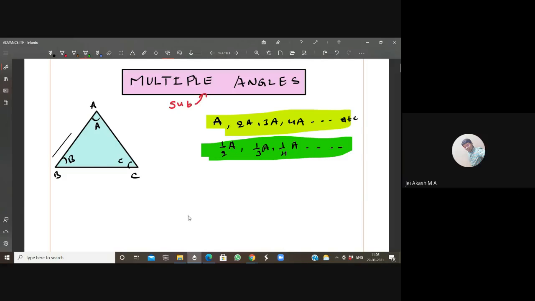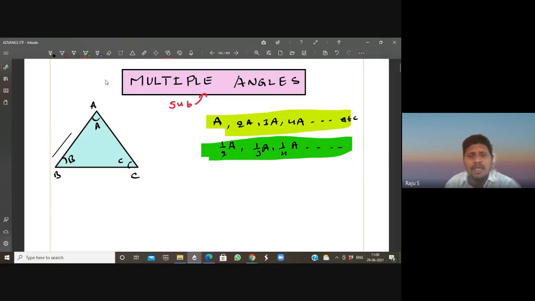Have you got an idea? Why are we multiplying, sir? What is meant by multiple angles? Why are we multiplying? See here, there are a few formulas, like sine 2 theta, cos 3 theta, sine 3 theta, tan 3 theta. What is the meaning of that? When they give A is equal to 60, I want to find sine 120.